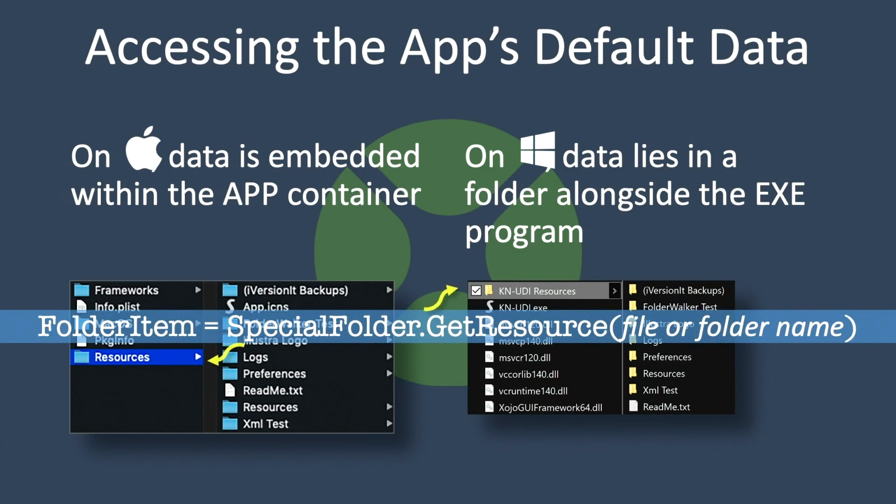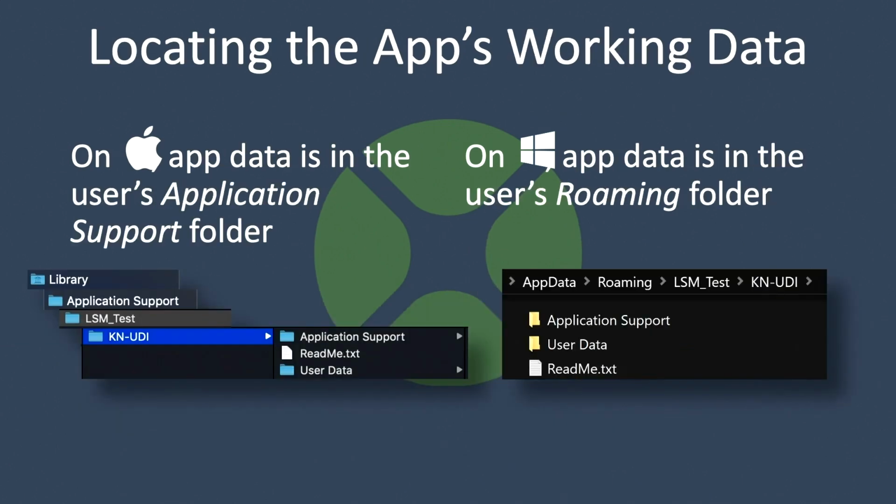I use, in real time, when the app runs, the first thing it does in the open event handler is it will basically say, okay, give me the special folder .get resource, and the file name or the folder name, depending on what those data resources are. And I do that for each of them. That gives me the folder item, and then I copy them out to where the destination is supposed to be. And again, that's the very first thing the app will do when it runs on that platform.